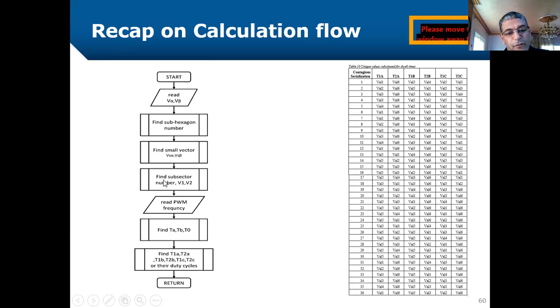From these V small alpha and beta vectors, we can find the subsector number, and we can find V1 and V2, the small voltages. And if we know the PWM frequency or period, we can find T1, T2, and T0, or TA, TB, T0. And from this, we can find the vals. And from knowing the serial number, we can get the dwell time for each of the 6 basic switches. And we repeat this as long as the space vector modulation operation is continuing.